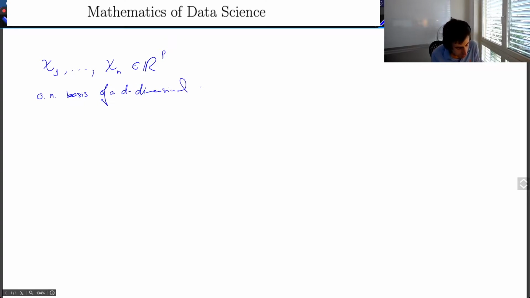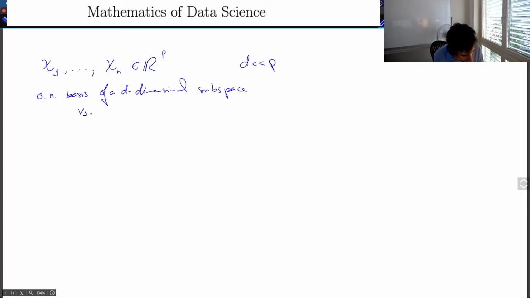Okay, so the setting we were studying is if we have points x1 through xn in R^p. We wanted to project them to low dimensions to do dimension reduction, to d dimensions. There were two ways of thinking about this. Either we wanted an orthonormal basis of a d-dimensional subspace, of course with d ideally much smaller than p.